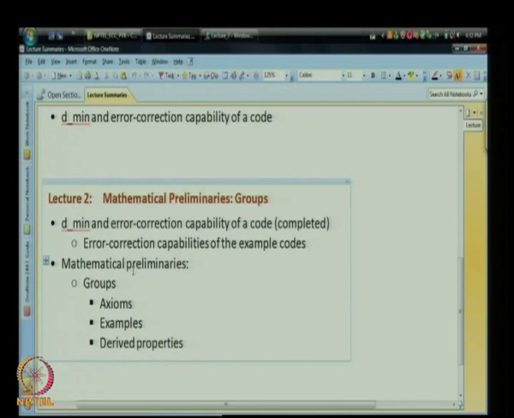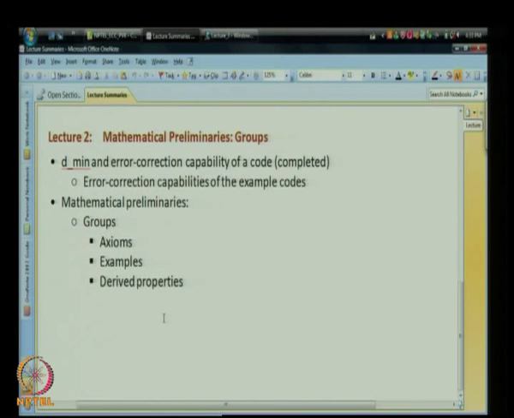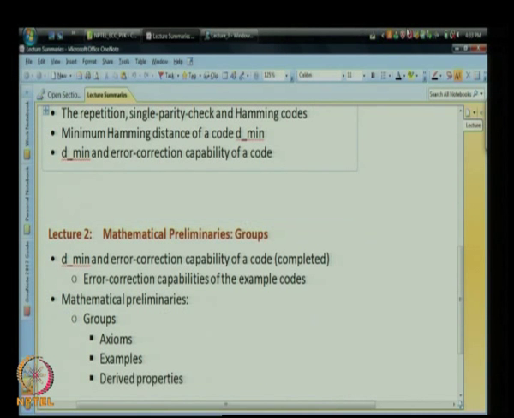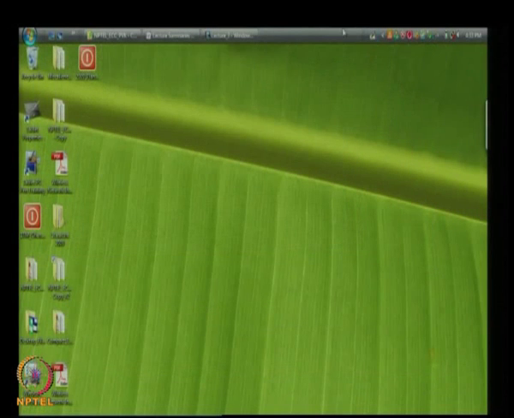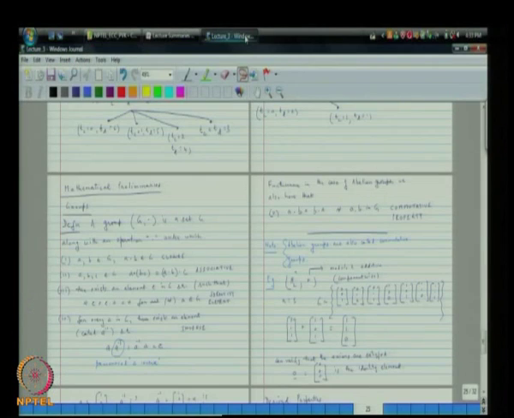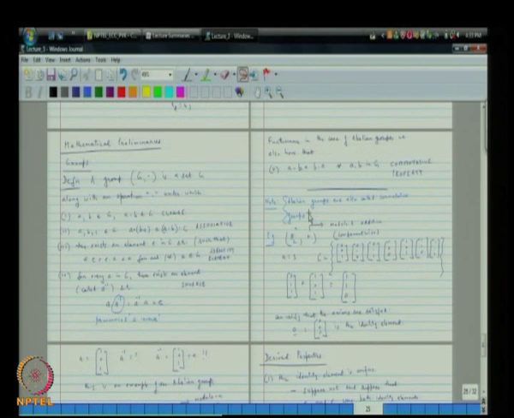So, getting back to the pad, we started talking about groups, and we first discussed axioms that go into making up a group. We looked at examples and then some derived properties, and so today we will continue from there. With that I am going to close this particular file, and we will go on to our lecture pad here. So, this is our lecture pad.